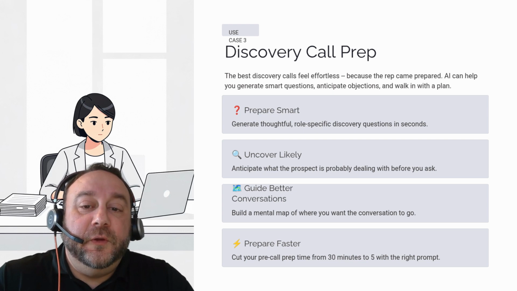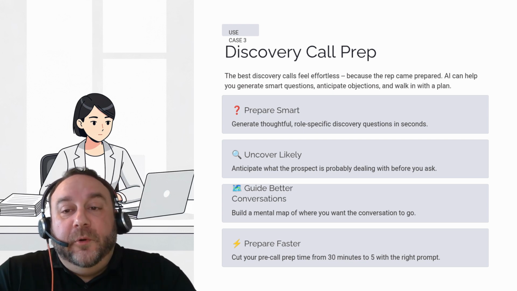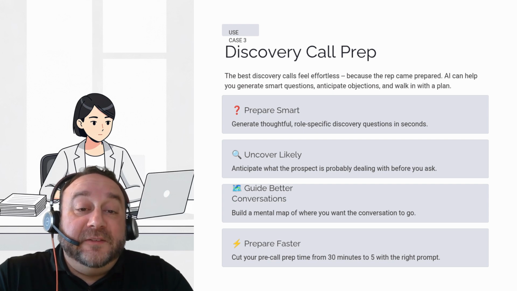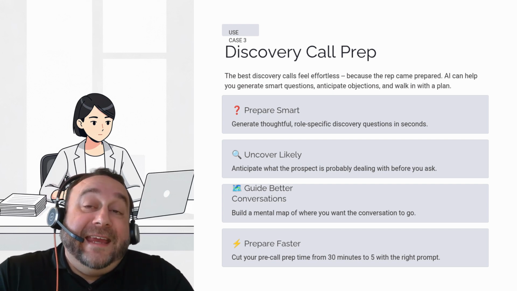This is especially useful if you are dealing with a new industry, a new persona, or a prospect with challenges you do not encounter often. Instead of starting from scratch, you can use AI to build a useful conversation framework quickly. That makes the call prep process more repeatable and less stressful.